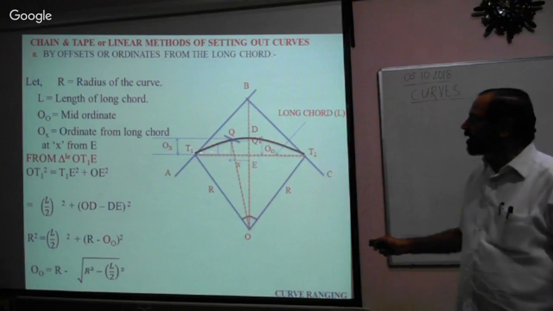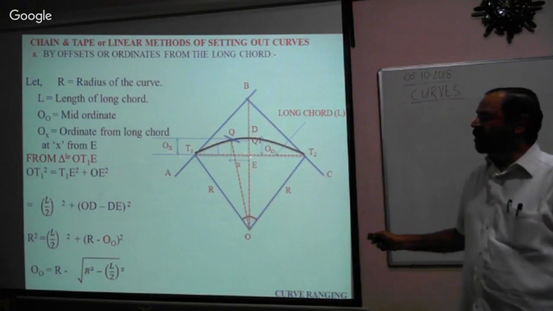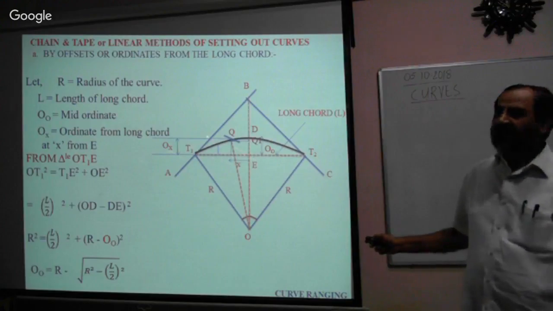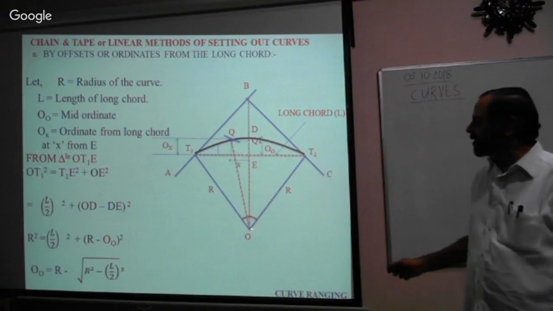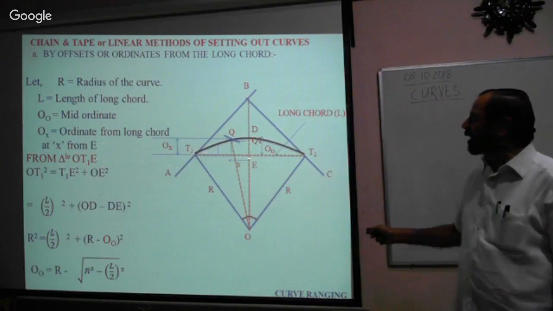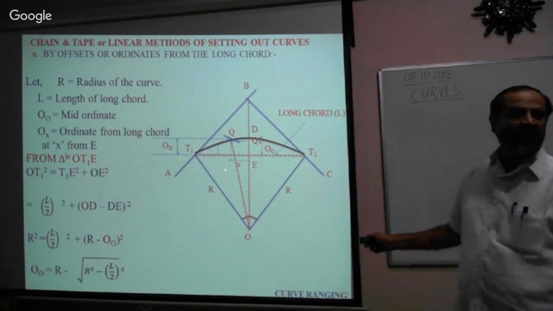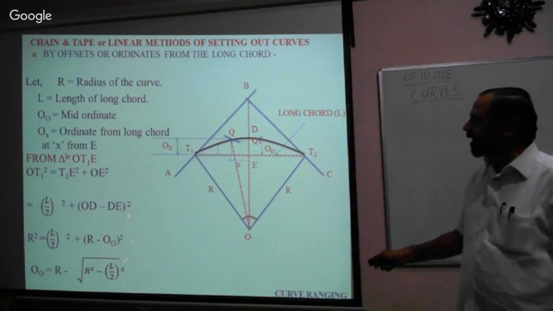Now from this triangle, see this length from here to here. What is this? The total length is the long chord L, and T1E is what? L by 2, half of the long chord. Now apply the Pythagoras theorem to OT1E and calculate. See, isn't it a simple method? Just solve this triangle and we'll get all the data.